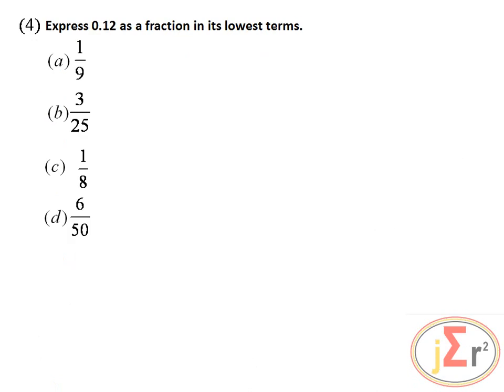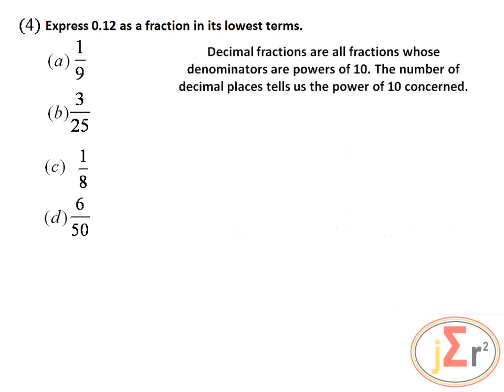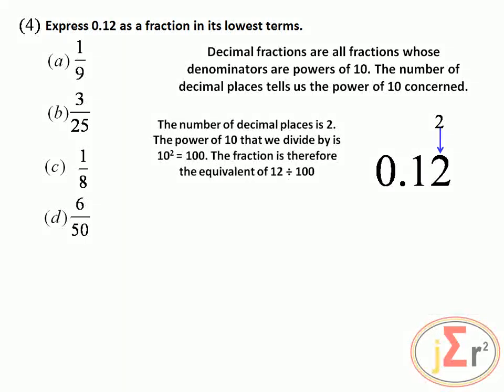Express 0.12 as a fraction in its lowest terms. I like this problem. Decimal fractions are all fractions whose denominators are powers of 10. The number of decimal places tells us the power of 10 concerned. So 1, 2. We have 2 places of decimal. Therefore, the power of 10 that we divide by is 2, 10 to the power of 2, which is 100. The number of decimal places is 2. The power of 10 that we divide by is 10 to the power of 2, or 10 squared.